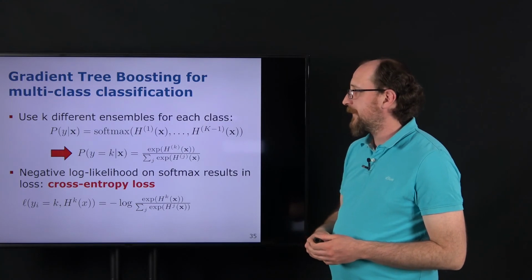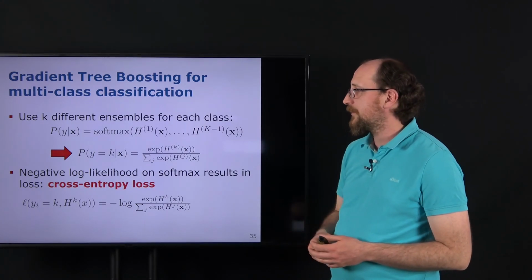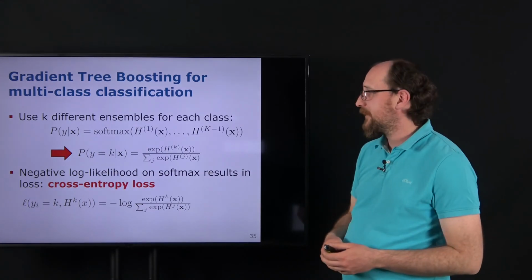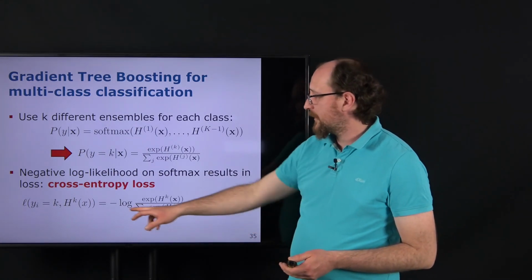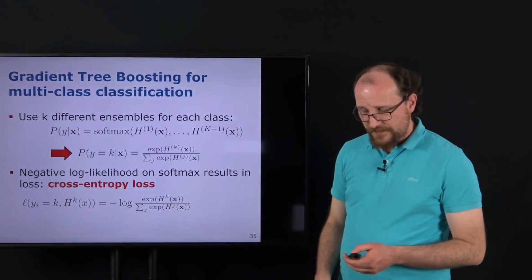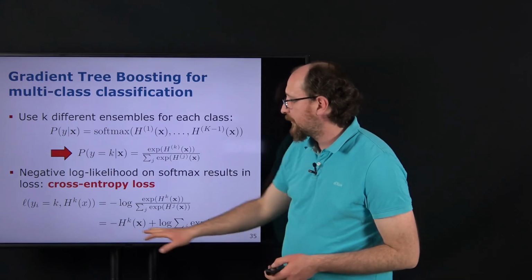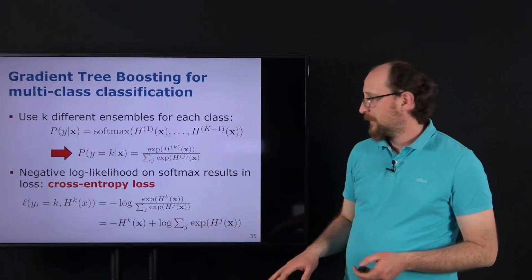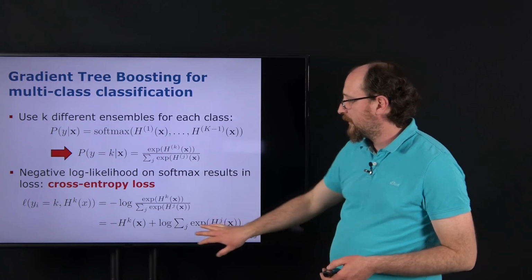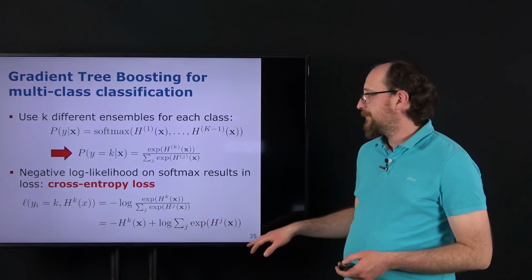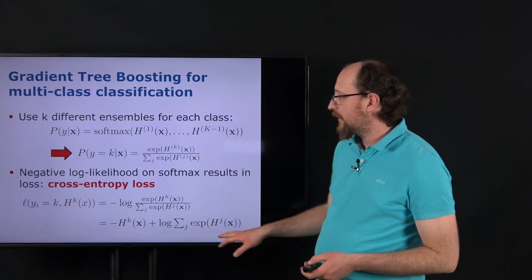And when we now use the negative log likelihood on the softmax, as you remember from the classification lecture, you just put a minus log in front of this, and then you get this term. As I said in the tutorial, this term is also called cross-entropy loss. Nothing so surprising. This is what we now use in the gradient tree boosting. So this is our loss function.